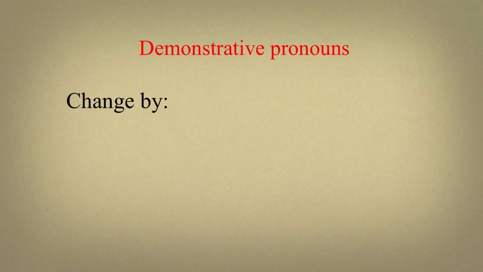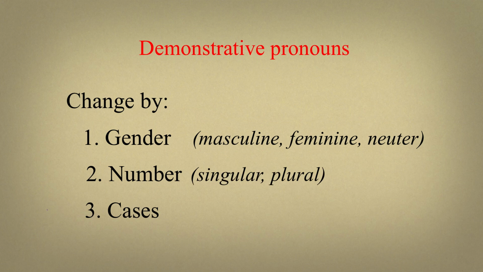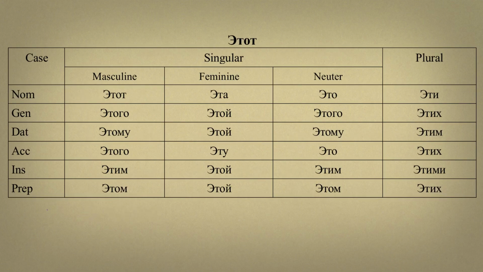Demonstrative pronouns change by gender, number, and cases. It means that they have masculine, feminine, and neuter genders in singular and plural forms. This table presents declensions of demonstrative pronouns by gender, number, and cases. First, let's learn the pronoun ЭТОТ.